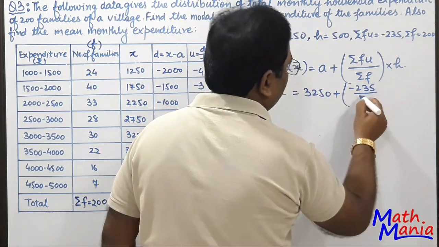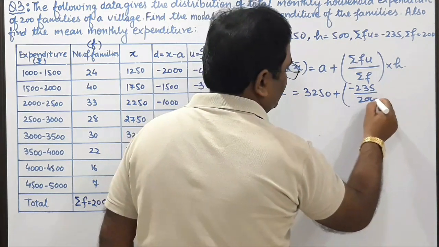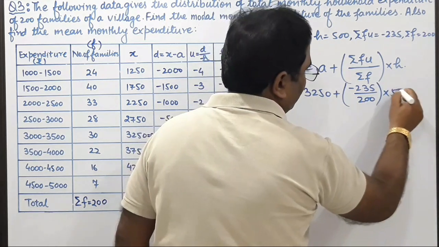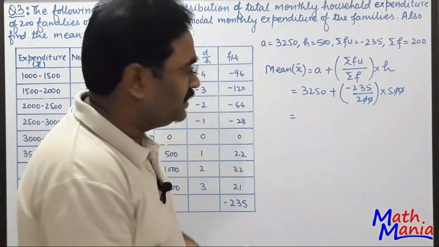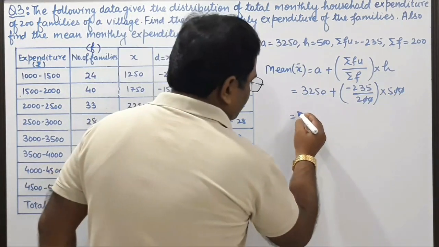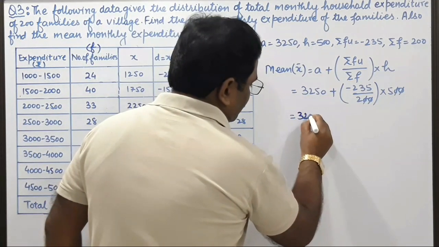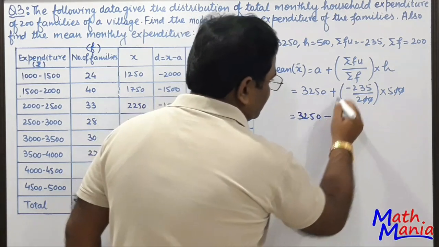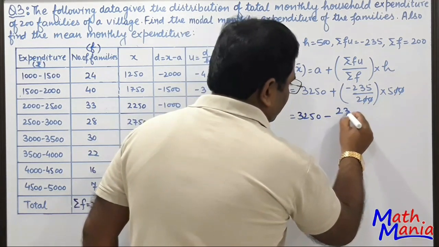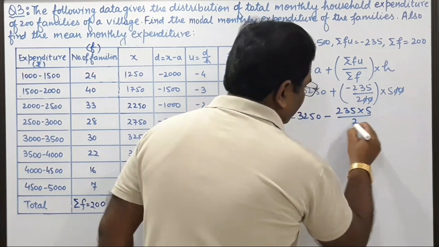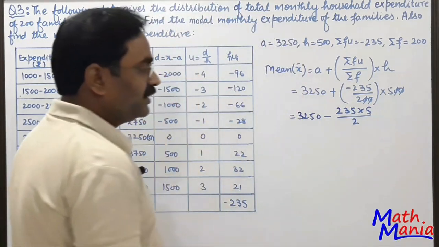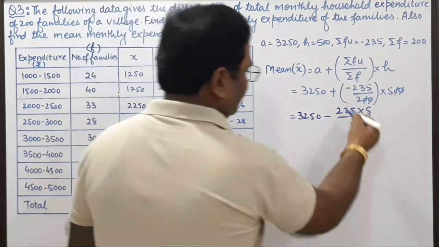Sigma f, that is 200, multiplied by h is 500. So it is cancelled. 3250 minus 235 multiplied by 5 divided by 2. Right, friends? So let's multiply and divide it by 2.